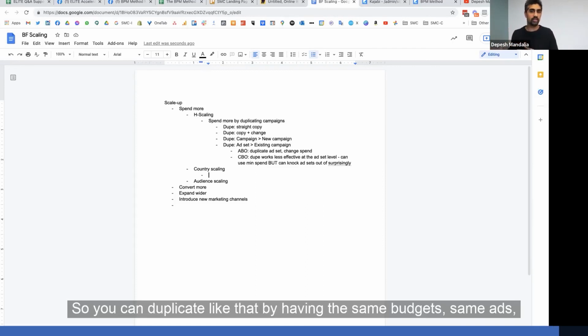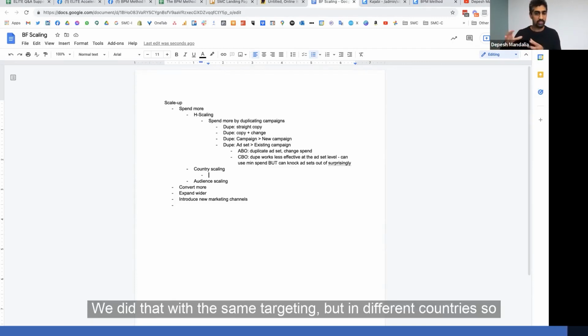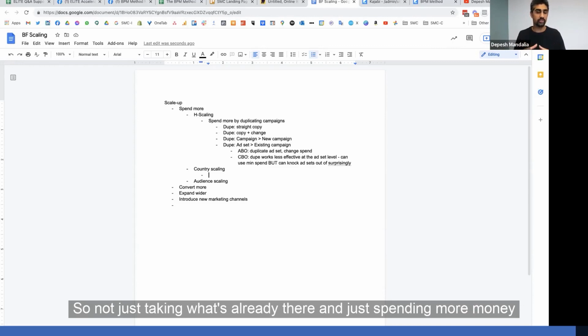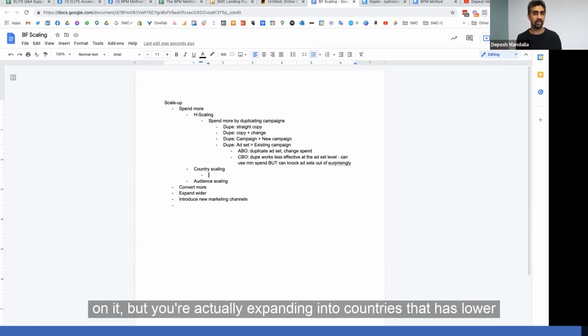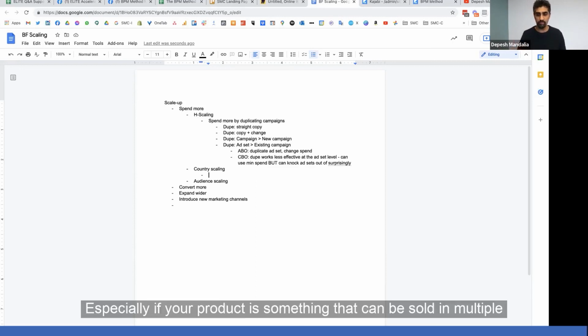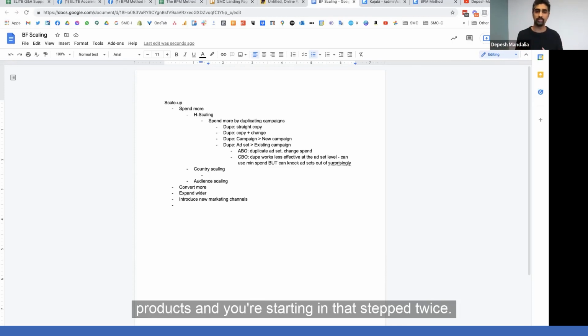So you can duplicate like that by having the same budgets, same ads. In our case, we did that with the same targeting, but in different countries. So immediately you can see how you're scaling up your spend. So not just taking what's already there and just spending more money on it, but you're actually expanding into countries. That has lower risk, especially if your product is something that can be sold in multiple countries and you're starting in that stepped way.